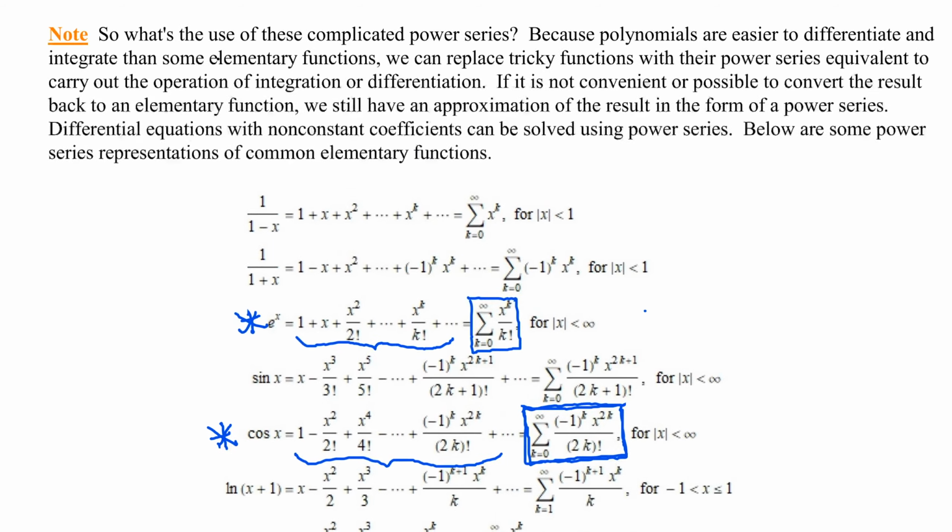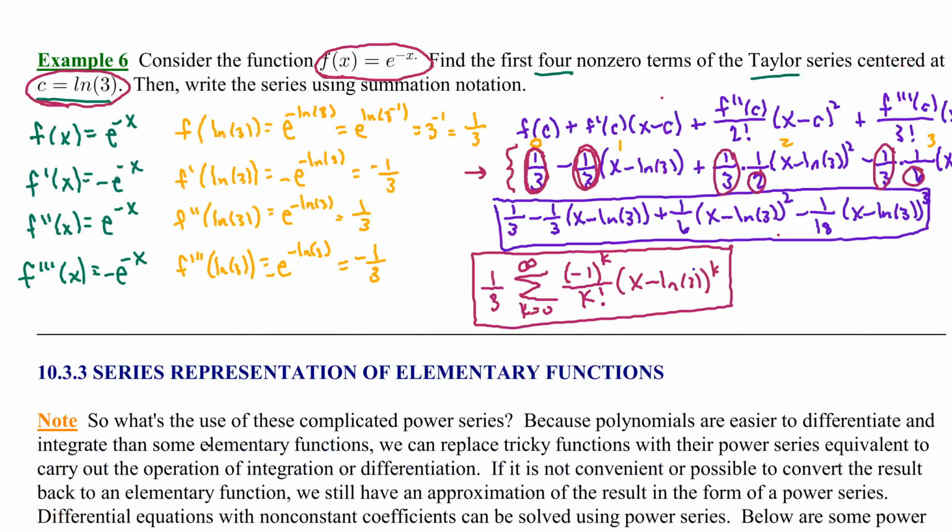Even though we didn't do e to the x, we did look at e to the negative x on example 6 in the previous video. And we were able to generate the power series using summation notation. Now the difference between these two, the one we did was e to the negative x.